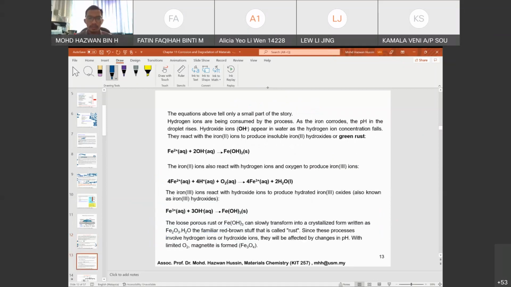Right. So Fe2+ tends to react with the opposite ions. In this case, the reduction process produces hydroxide ions, OH minus. Then they will react together to form ferrous hydroxide. You know that iron 2 is referred to as ferrous. And ferrous hydroxide is normally temporary. It's not really stable. It tends to further oxidize to form Fe3+.